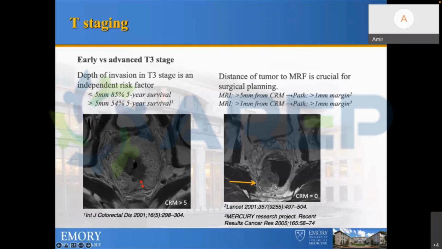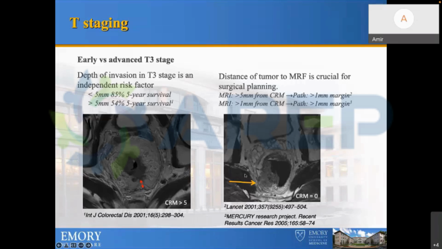This is actually involvement of the mesorectal fascia. This is actually very important to differentiate. The surgeon doesn't call you if you miss a 2 millimeter tumor inside the mesorectal fascia. But if you miss this, they're going to call you. This is very important not to miss, because there's a high risk of recurrence. So make sure that you don't miss a tumor that's advanced and involving the mesorectal fascia.